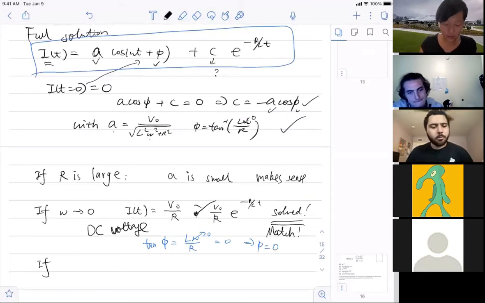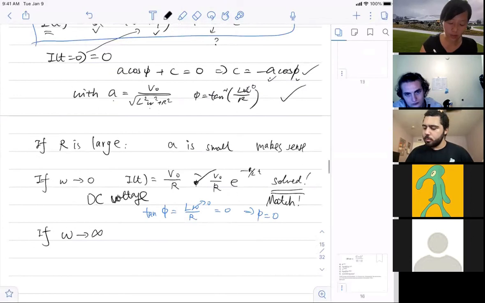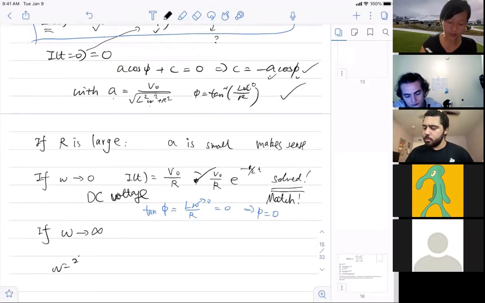The last one is when omega is very, very fast, infinity. This means it changes super fast, right? Because what is omega? Omega is 2 pi over T, an oscillation, right? So when omega is infinity, the time for one oscillation is 0. So it's super fast, which means there's a lot of change. What happens to the current?